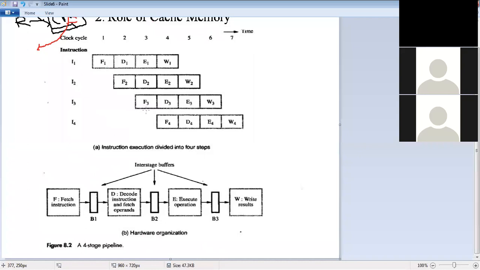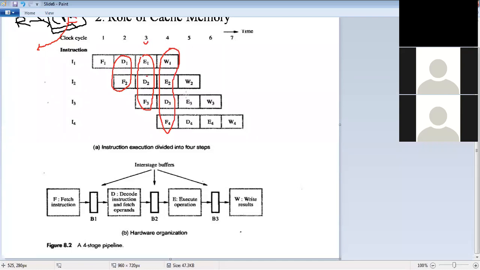See here, I simply show you only the stages of the pipeline. The 4 instructions are there. If you look here, the D1 phase and F2 phase are overlapped. This is a partial overlapping. These 3 stages are overlapped in cycle number 3. These 4 stages are overlapped in cycle number 4.